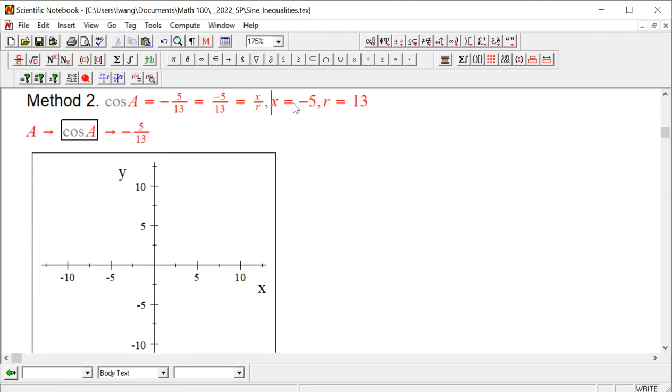Okay, so now we have x equals negative 5, r equals 13. In the picture, negative 5 is x, and the r is 13. I'm drawing the r somewhere, and I'm going to join the other one, and then there will be the blue. So let's draw it.